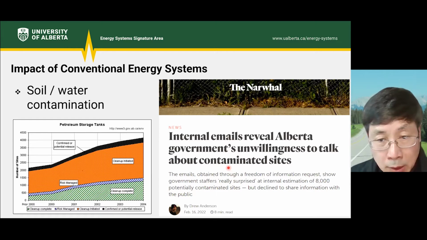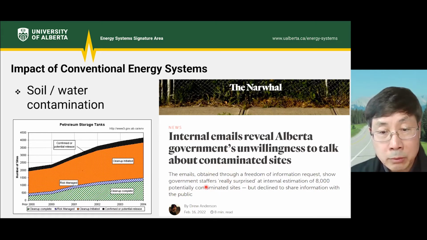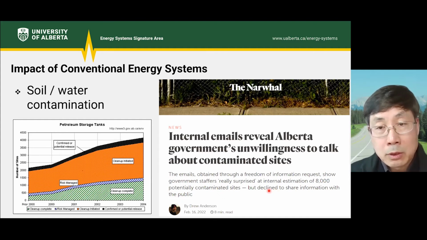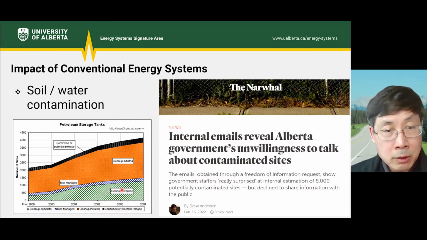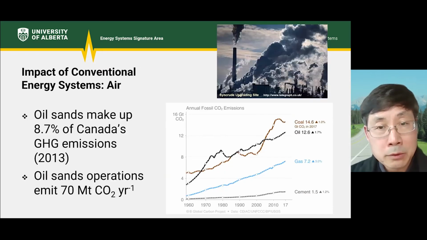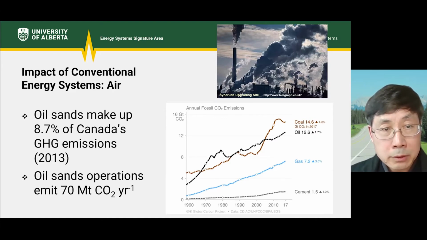So this is a news article published a few days ago, February the 16th, 2022, accusing the Alberta government of hiding some of the contamination problems, contaminated sites. But I don't necessarily think the government is hiding these numbers. Those numbers are available on the internet and so forth. But the key message here is that the number of sites is really large, and this also points to the scale of the problem that we are facing in the province.